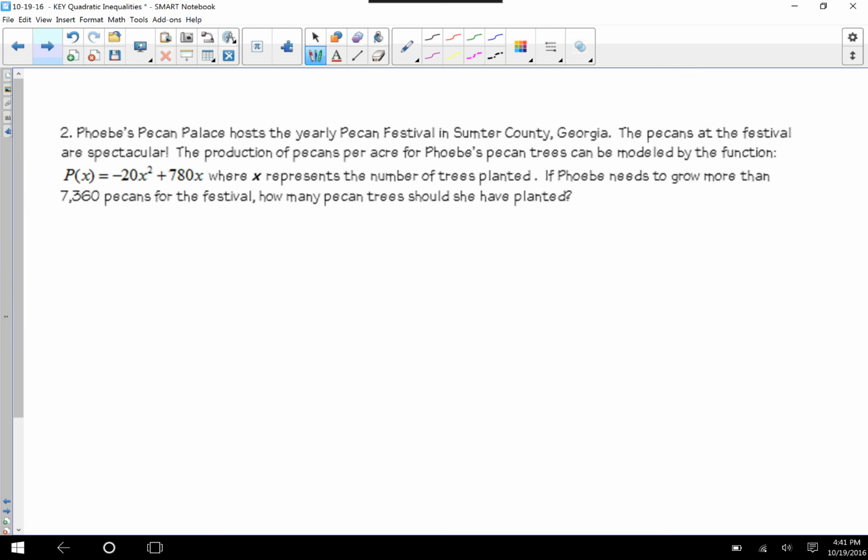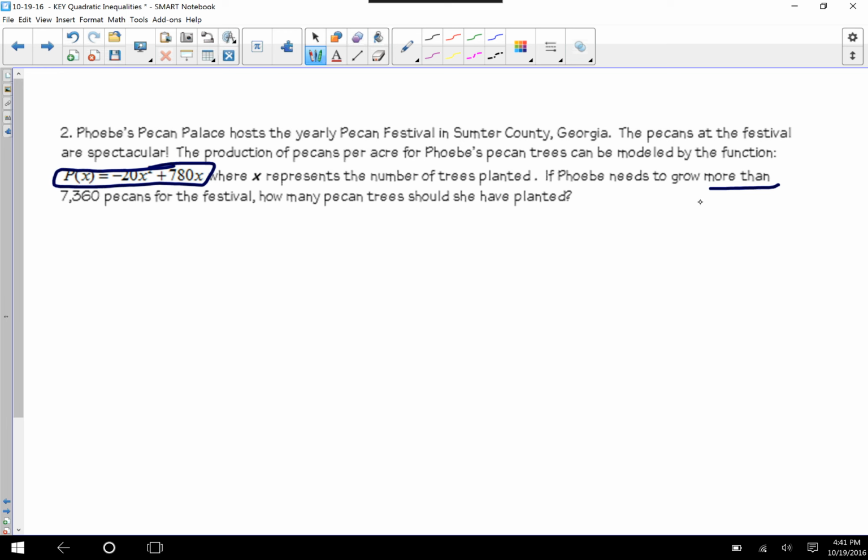Next one. Phoebe's Pecan Palace hosts the yearly Pecan Festival in Sumter County, Georgia. The pecans at the festival are spectacular. The production of pecans per acre for Phoebe's pecan trees can be modeled by the function P of x equals negative 20x squared plus 780x, where x represents the number of trees planted. If Phoebe needs to grow more than 7,360 pecans for the festival, how many trees should she plant?